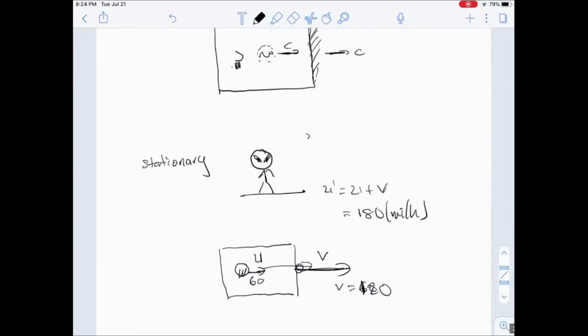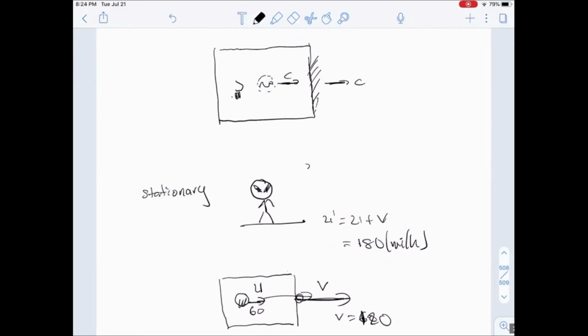All right, so let's try play the same thing. All right, so here's light moving. Here's light moving relative to Einstein at the light speed. So here's the speed of light. Light is moving at the light speed relative to Einstein, and Einstein is in a reference frame which is moving at the light speed.